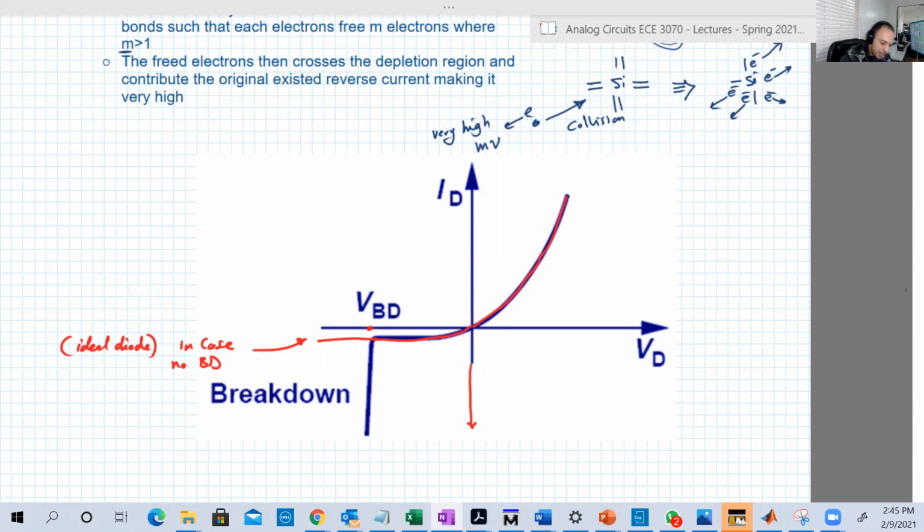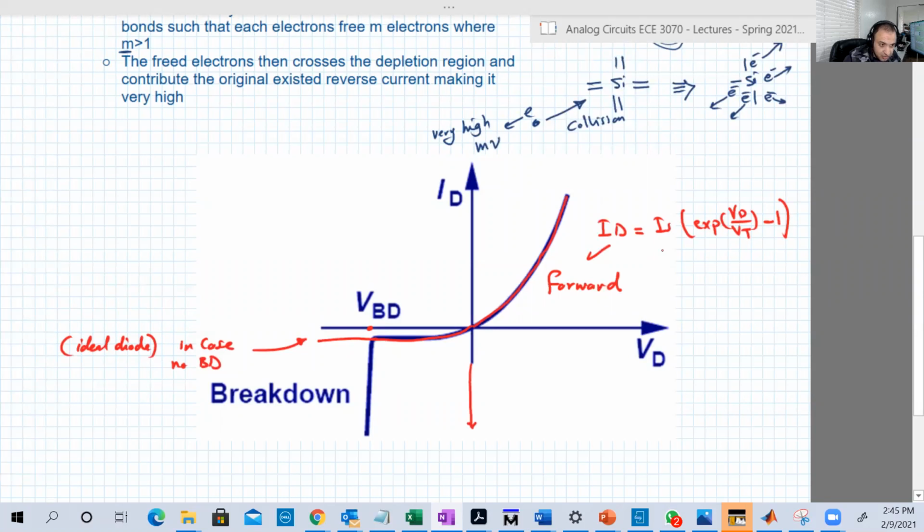So we have a relation between I and V: ID equals IS exponential VD over VT minus 1. And you can neglect the minus 1, that's fine. So in forward bias, in this part here, both ID and VD are positive, and we can use this relation. Actually, this drawing came from this relation.